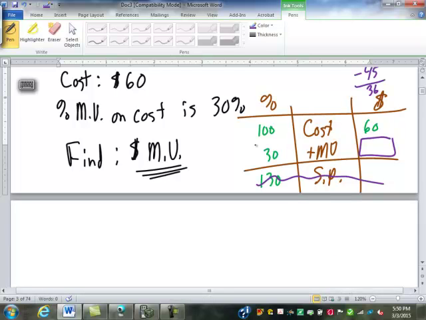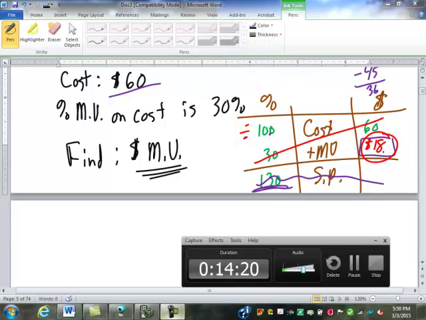So, markup's based on cost, so 100% goes in the cost. 30% markup, so 30% goes in the percent markup, which would have made this 130 down here, but we don't really need that. $60 is our dollar cost. We are looking for the dollar markup, so we will cross multiply and divide. 30 times 60 divided by 100 is an $18 markup.